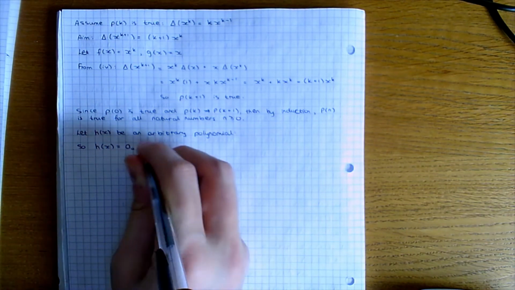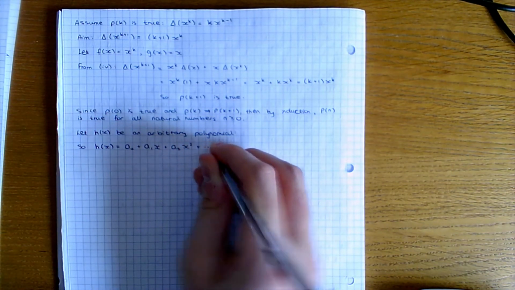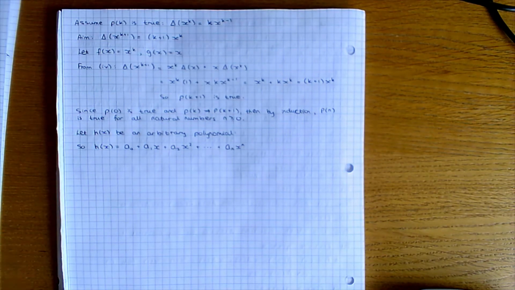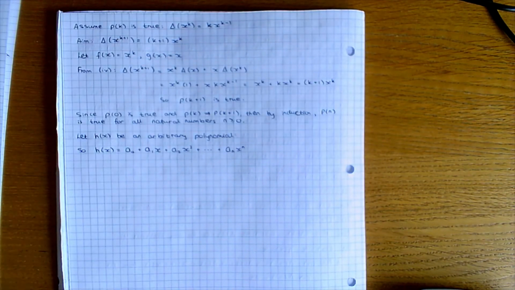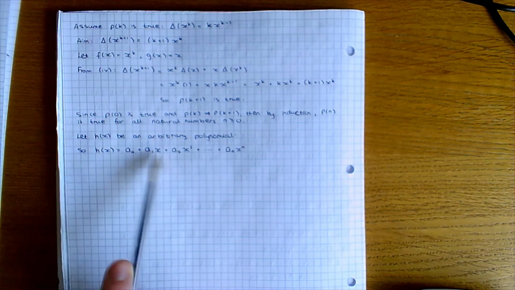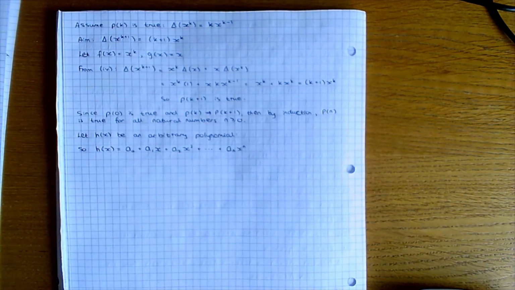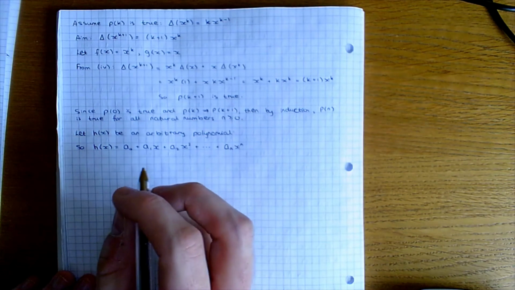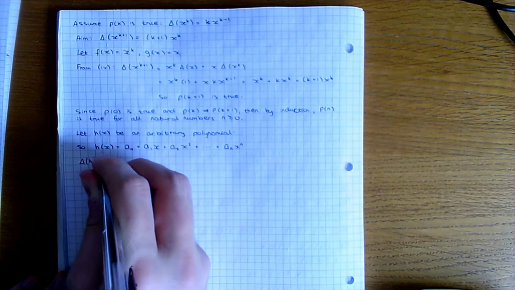I tend to write it as a0 plus a1 times x plus a2 times x squared plus etc. up to an x to the n. This is a degree n polynomial. These a0, a1, etc. are just the coefficients of the constant, x squared term, and then an is the coefficient of x to the n. So this is an arbitrary polynomial. And now we just have to apply the delta operator to both sides and hope that it gives us the derivative. So what is delta of h of x?